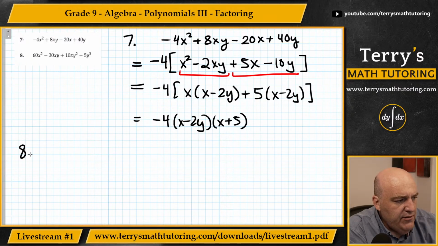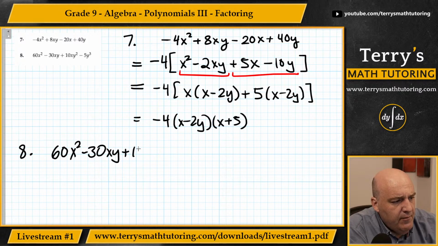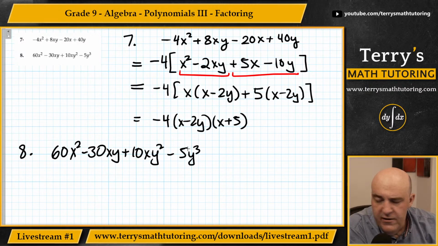All right, number 8. Let's take a look at this one. We definitely have a common factor here. Between the coefficients, 5 is our greatest common factor. X is present in these 3, but not that one. Y is present in these last 3 terms, but not the first term. So we can't pull out a variable, but we can pull out a 5.